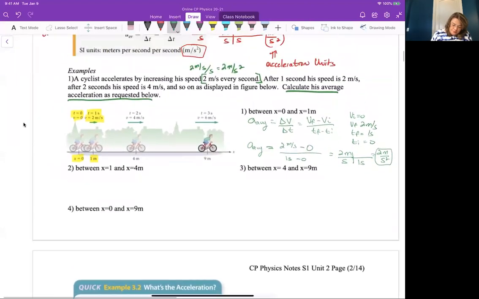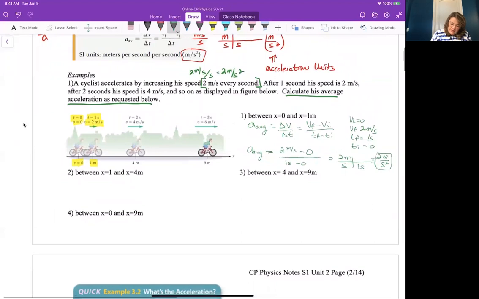All right. How about between x equals 1 and x equals 4 meters? So here's my initial, here's my final. I'm sorry, I was backwards. 4 meters is the final location, 1 meter is the initial. So let's write our information that we have. We know that V final is equal to 4 meters per second. V initial is equal to 2 meters per second. T final was equal to 2 seconds. T initial was equal to 1 second.